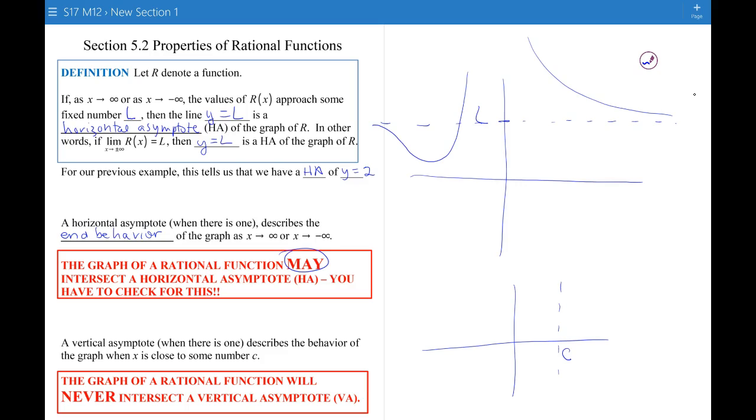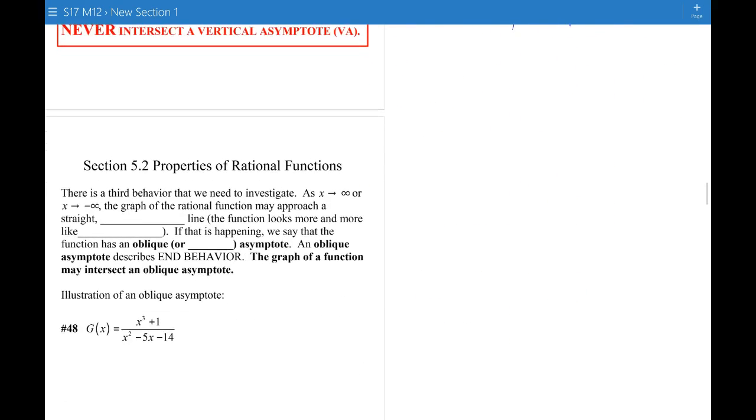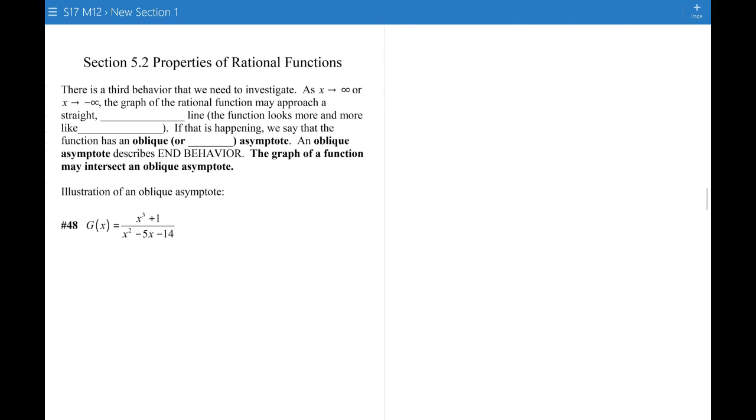The graph of a rational function will never intersect a vertical asymptote. It can only ever approach it this way or approach it this way. And on this side, it either approaches it this way or approaches it this way. Those are the only behaviors the graph can have. So there is one more behavior we need to investigate.